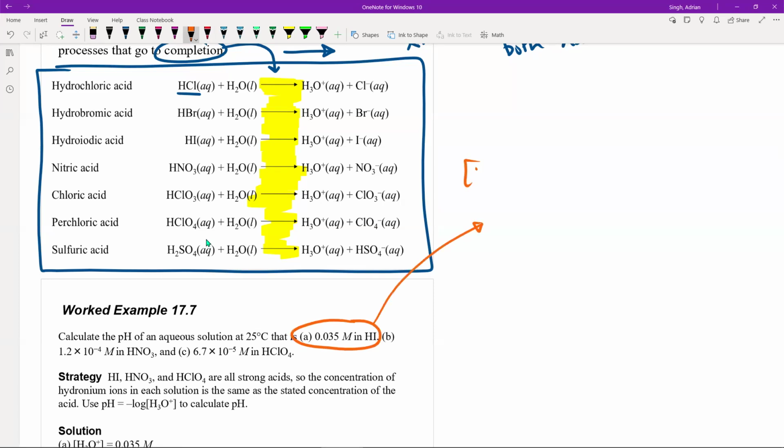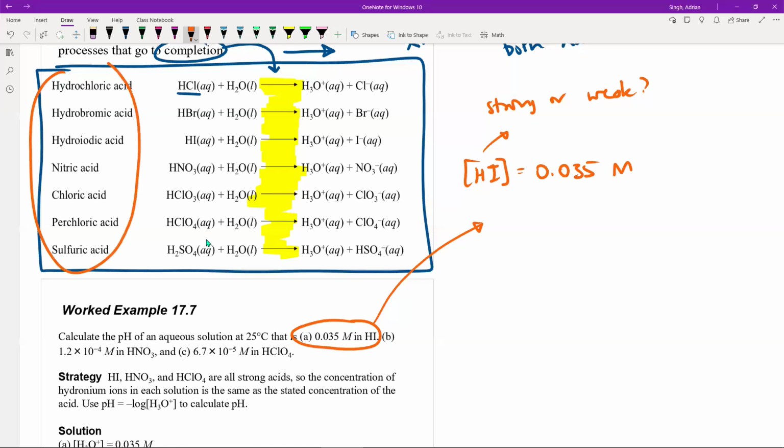So we have a concentration of HI of 0.035 molar. Well, is HI a strong acid? That's the first question we're going to ask. Strong or weak? If the acid doesn't belong to this list, then you can consider it being weak. HI, hydroiodic, is a strong acid.